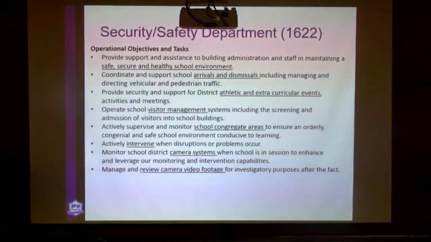They supervise congregate areas, primarily cafeterias, hallways, etc. They actively intervene when an issue or problem occurs. They monitor the camera systems. By doing that, it enables us to leverage our staff. One person at a bank of cameras with 12 cameras can dispatch somebody to an area if there's a problem, and they can watch that with the camera system. So they're a good investment. It's a way to leverage employees. And finally, they review camera footage after the fact if there's an issue that we need to look into further. So that's a broad overview of what safety and security does on a daily basis.